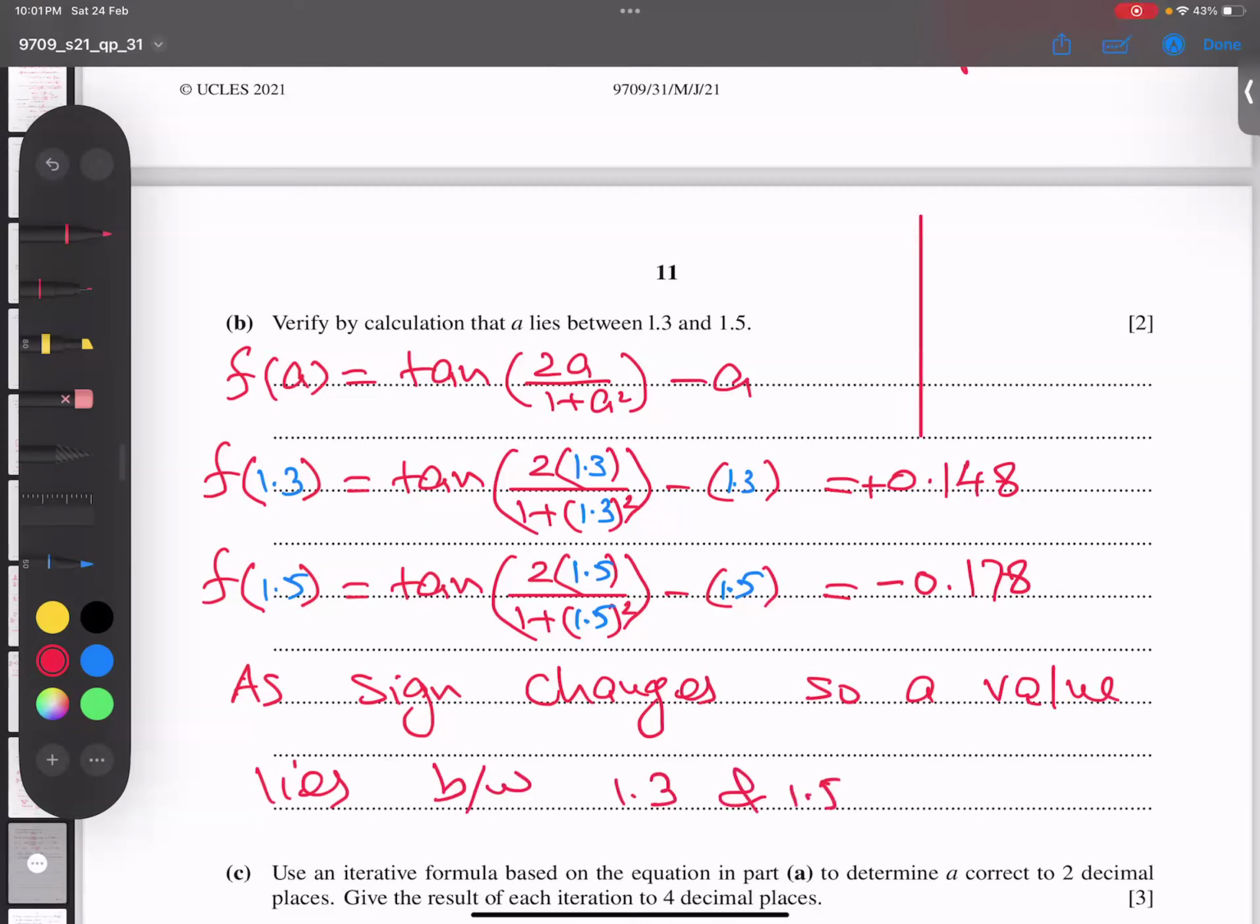And graphically, I always give this concept so students can understand easily. For example, this is a curve, and this is 1.3, and this is 1.5. At 1.3, I'm getting a positive answer. At 1.5, the y value is negative. So the first value is positive and the second value is negative, and this point is always called the root or solution. So it means a very clear approach.